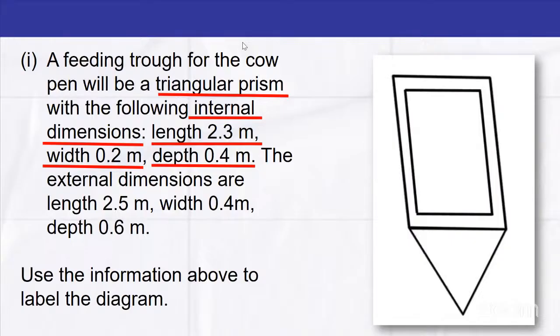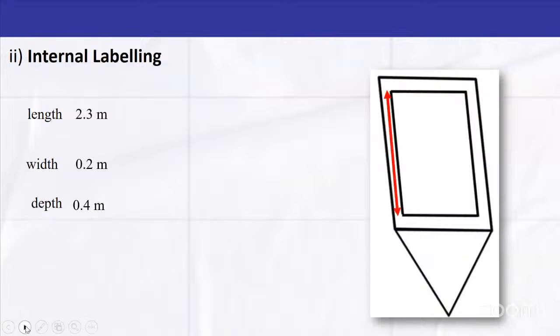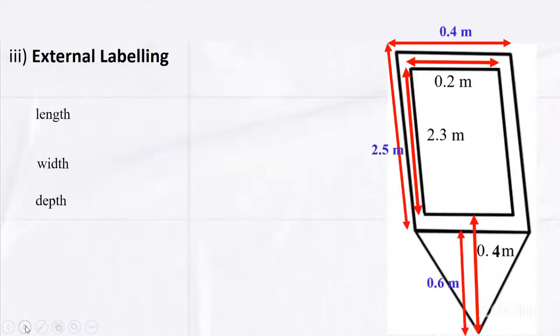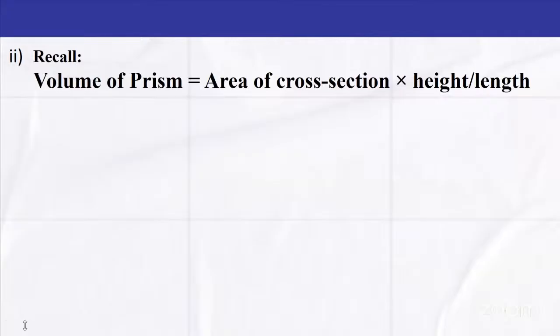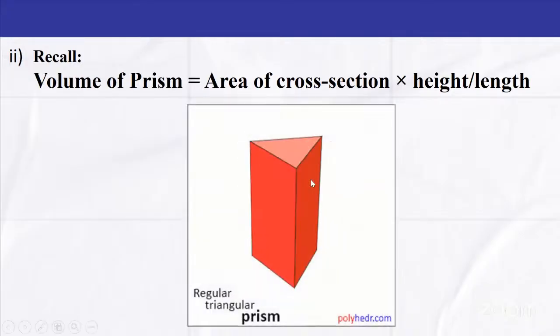So we're going to go back to where we were, looking now at finding the capacity of this trough. In finding the capacity of this trough, we need to find the volume of the prism. And to find the volume of the prism, we need to know the area of the cross section, and multiply that by either the height or the length. In our case, we're referring to that measurement as the length of the trough. We have identified that the shape of our cross section is a triangle.